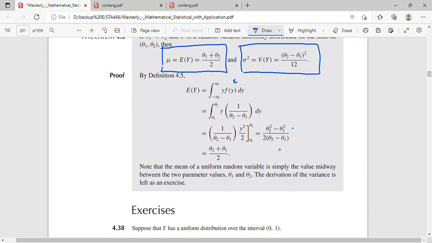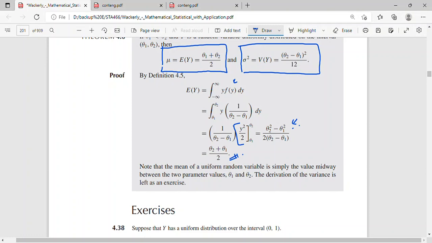Okay, so because 1 over theta 2 minus theta 1 ni adalah constant, so kita bawa keluar. Then integrate Y, akan dapat Y square over 2. And then replacekanlah Y dengan theta 1 and theta 2. Okay, so lastly you will get this. Bila replacekan Y dengan theta 2 and theta 1, so you akan dapat this part. Last kali you akan dapatlah mean untuk Y adalah theta 2 plus theta 1 divide by 2. Okay, so how about the variance?